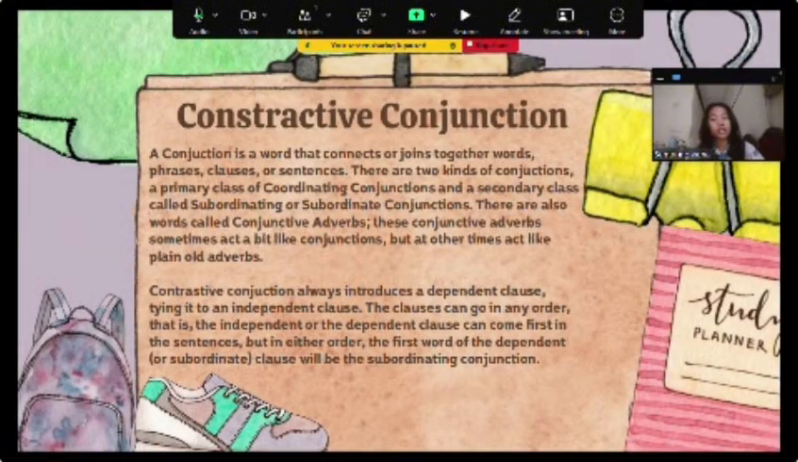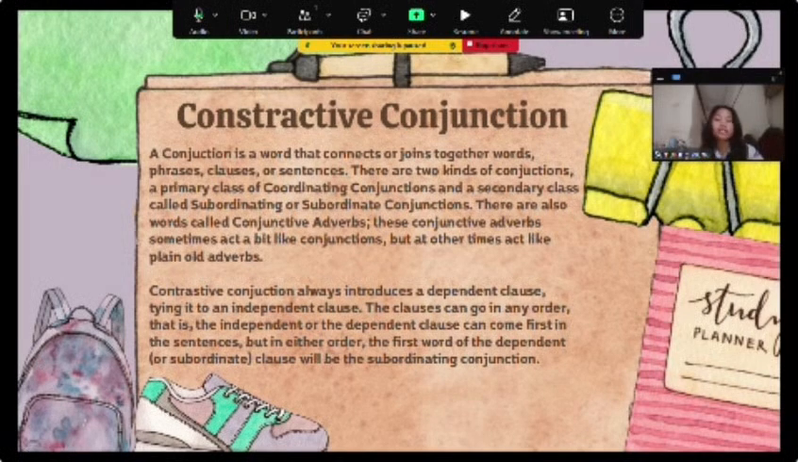For the first is constructive conjunction. A conjunction is a word that connects or joins together words, phrases, clauses, or sentences. There are two kinds of conjunctions, a primary class of coordinating conjunctions and a secondary class called subordinating or subordinate conjunctions. There are also what's called conjunctive adverbs. Thus, these conjunctive adverbs sometimes act a bit like conjunctions, but at other times act like plain old adverbs.